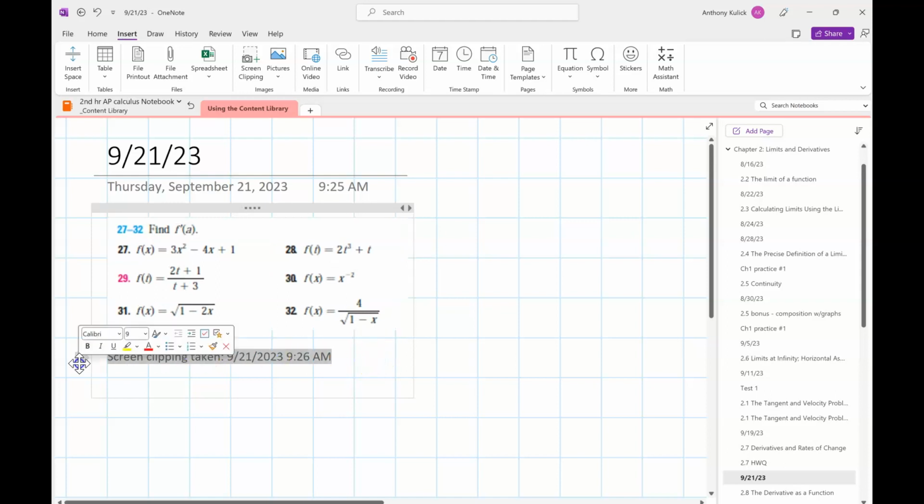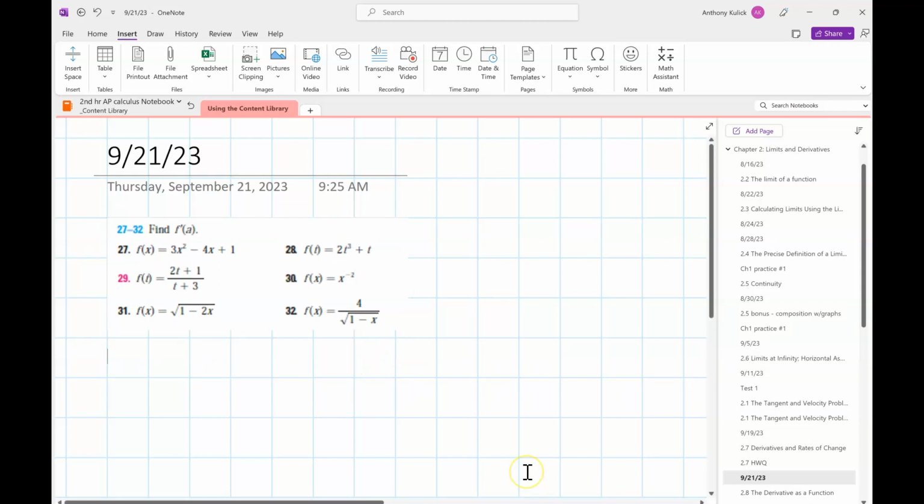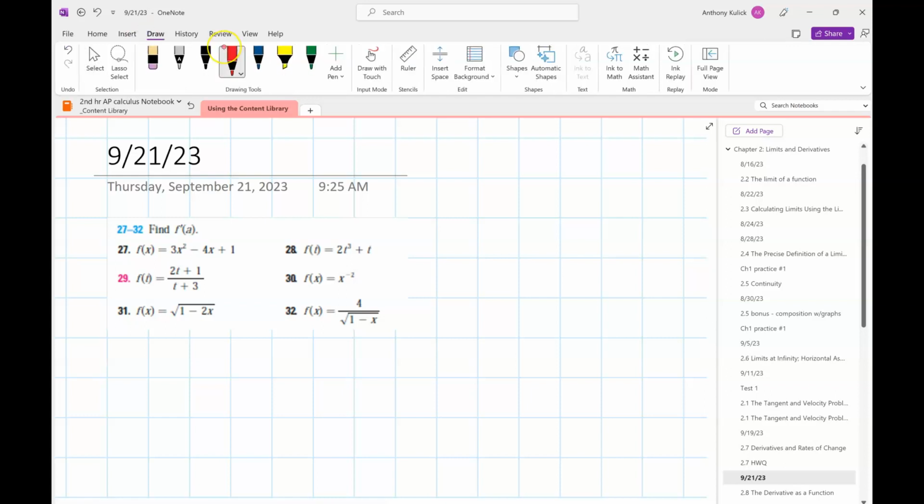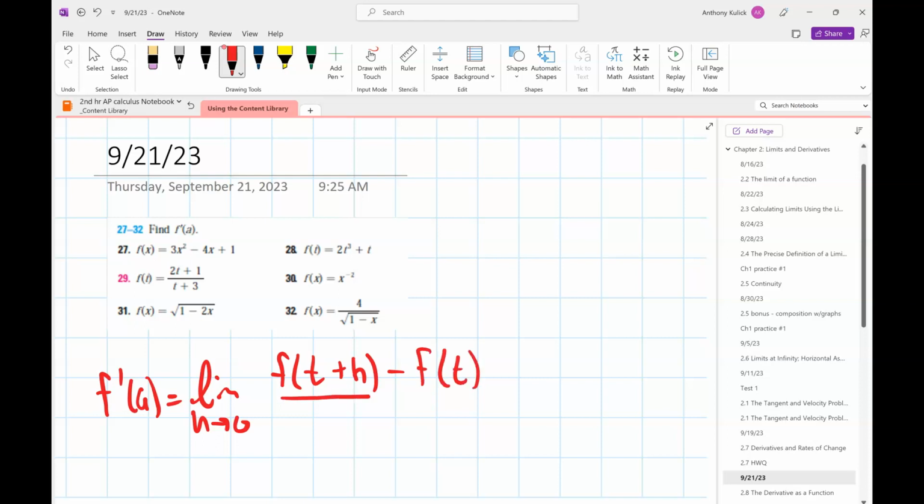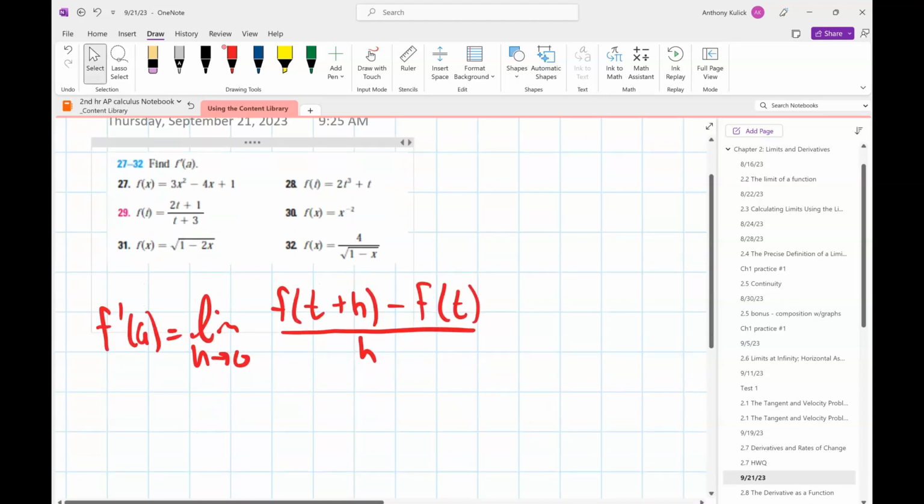All right, so let's try this. Where did my stylus go? Stylus, where are you? There you go. Okay. So just apply my definition.